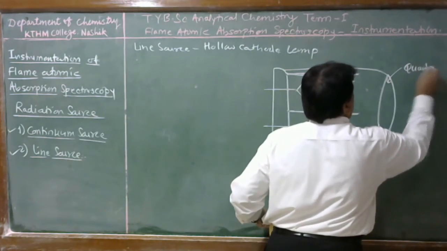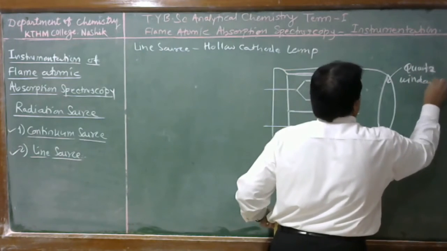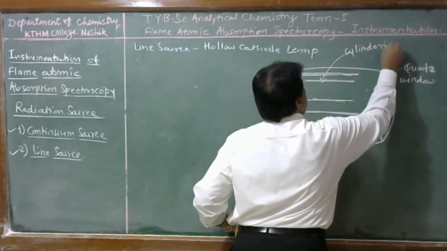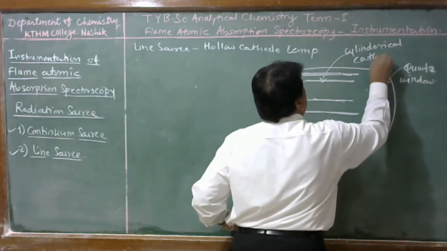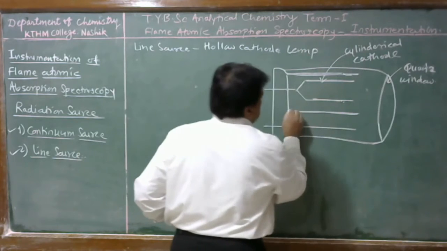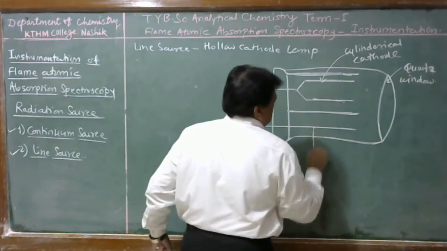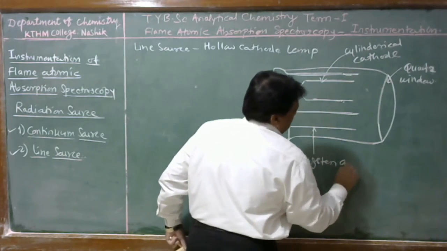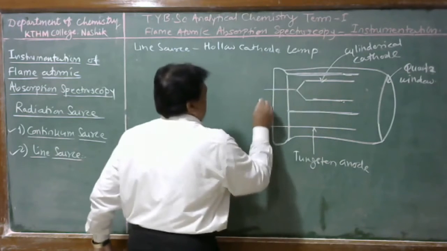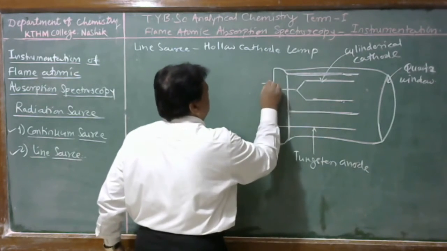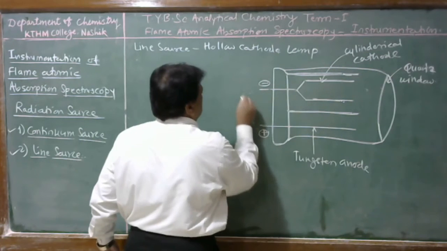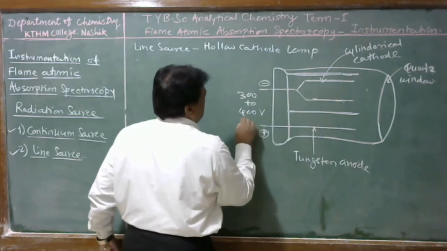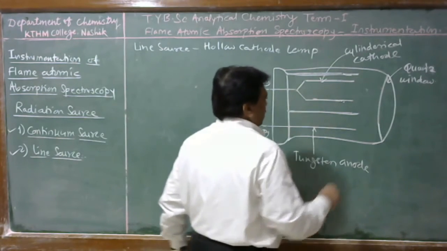Window. This is a cylindrical cathode made up of analyte element. This is a glass sheet. This is tungsten anode. As it is anode, it means positive potential, and cathode means negative potential. 300 to 400 volt DC potential is applied across this electrode.